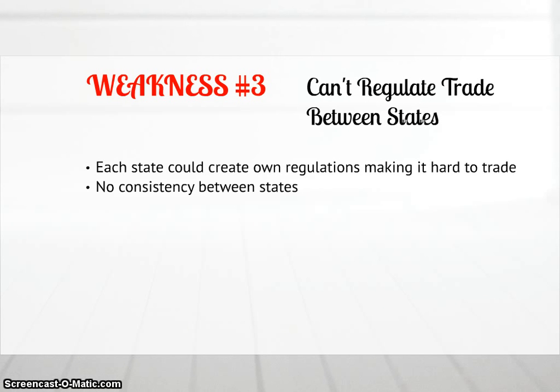Weakness number 3. The federal government could not regulate trade between states, meaning they could not control what was traded, how it was traded, or anything in that matter. Each state was allowed to create their own regulations. That means all 13 states could have different rules that had to be followed. So if I wanted to trade something to Massachusetts, I would have to follow different rules than if I was trading with Georgia. So there's no consistency between states.